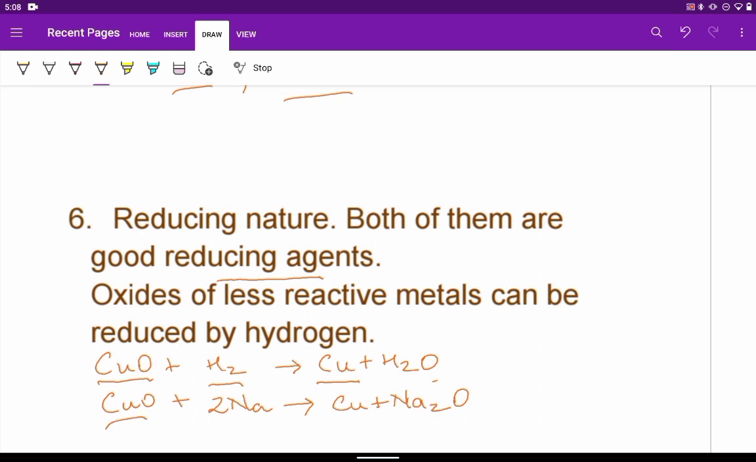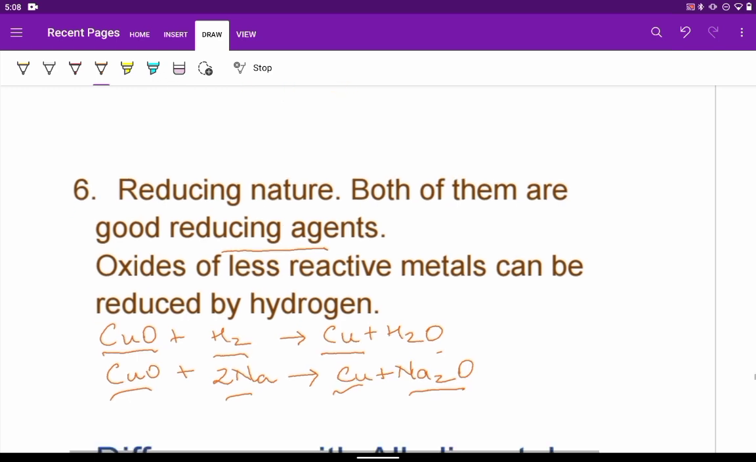Similarly, CuO can also be reduced by sodium. Sodium becomes Na2O and we get metallic copper. So in both, since copper is a less reactive metal, its oxide is easily reduced by hydrogen as well as alkali metal.